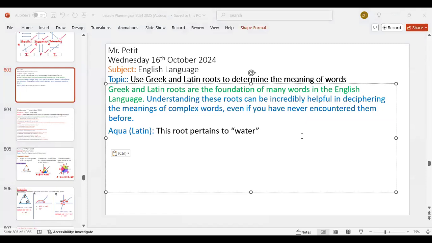Okay, so put inside the chat a word that starts with aqua. Let me see what y'all have. Aquapure, aquarium, aquatic, aquamarine, aquaman, exactly. That's why aquaman means the man who is in the water.